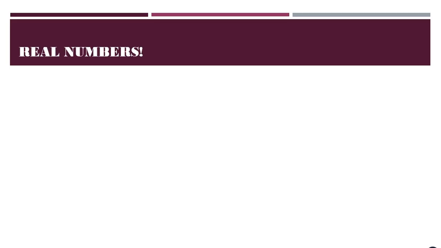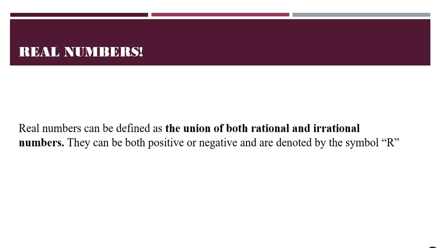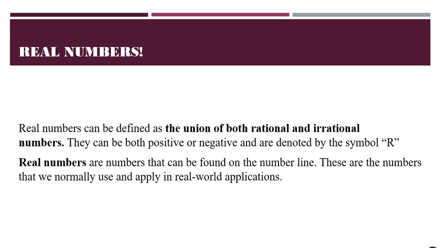Now, what are real numbers? Real numbers can be defined as the union of both rational and irrational numbers. They can be both positive or negative and are denoted by the symbol R. Real numbers can also be defined as numbers that can be found on the number line. These are numbers that we normally use and apply in the real world. Yes, that is real world application.